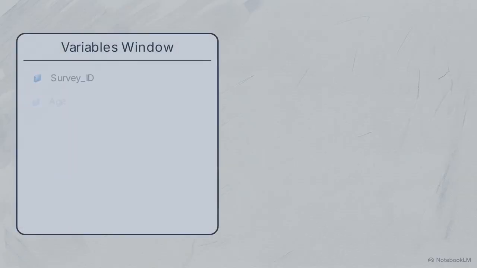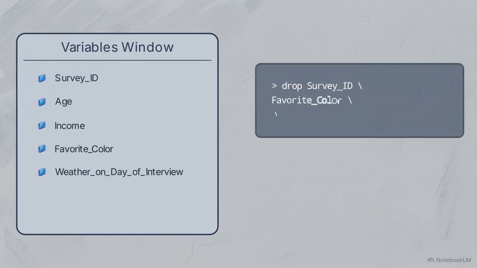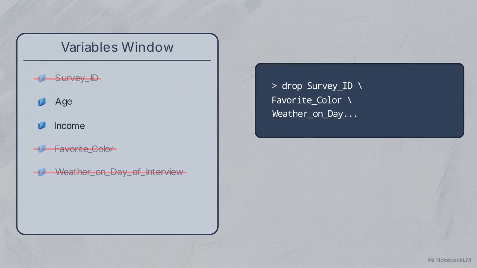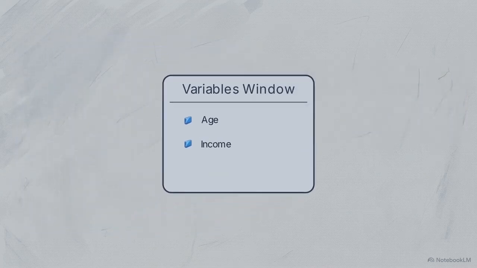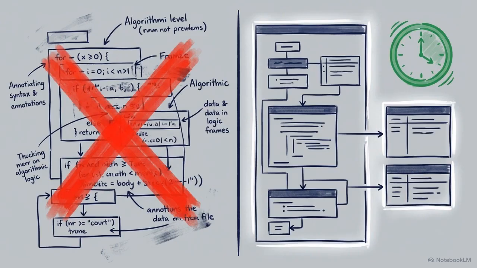Large data sets often contain variables that aren't relevant to your specific study. You use the drop command to remove unnecessary columns, leaving you with a clean workspace. Remember that Stata is case-sensitive. If you capitalize a command that should be lowercase, the software won't recognize it. Consistency in your syntax will save you hours of troubleshooting.